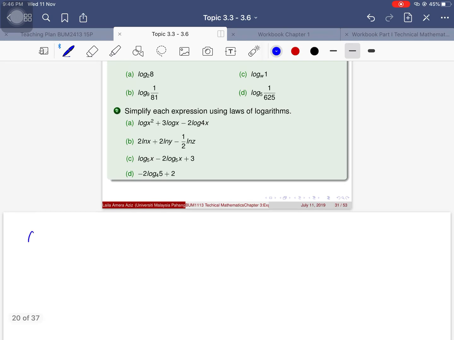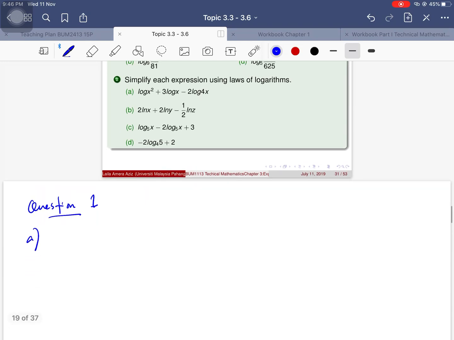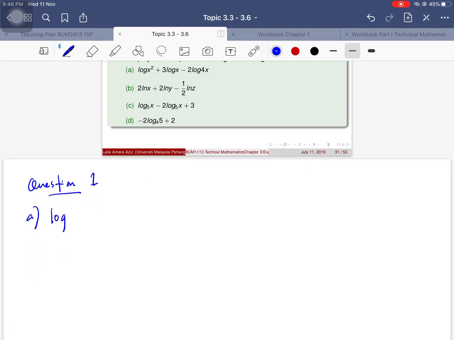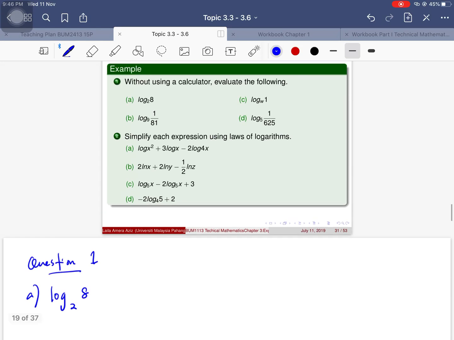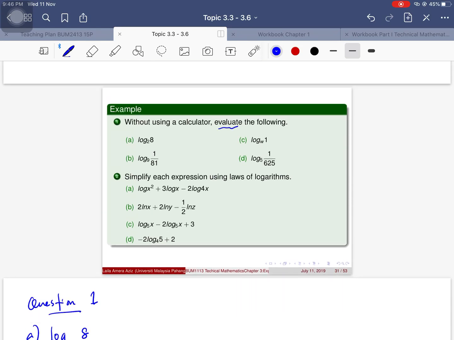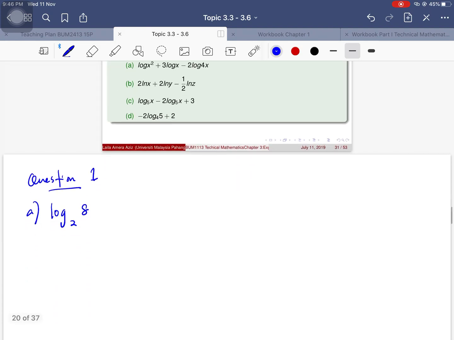So I'm going to start with question number 1. So let's put over here question 1. I'm going to start with a. So what do I have for a? I have log base 2 of 8. So what does the question ask me? I have to evaluate the following. Evaluate means from whatever we had, we have to find one number. So now I'm going to start simplifying this and find one number.